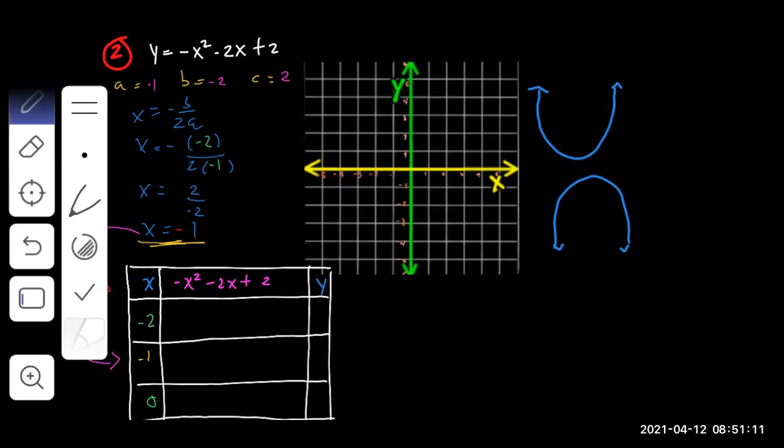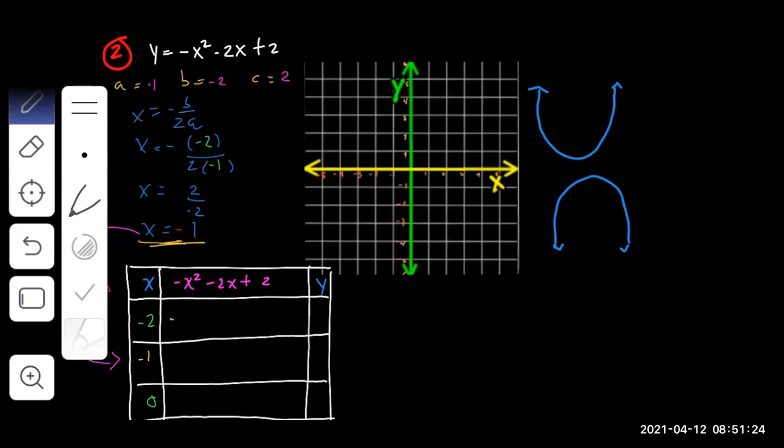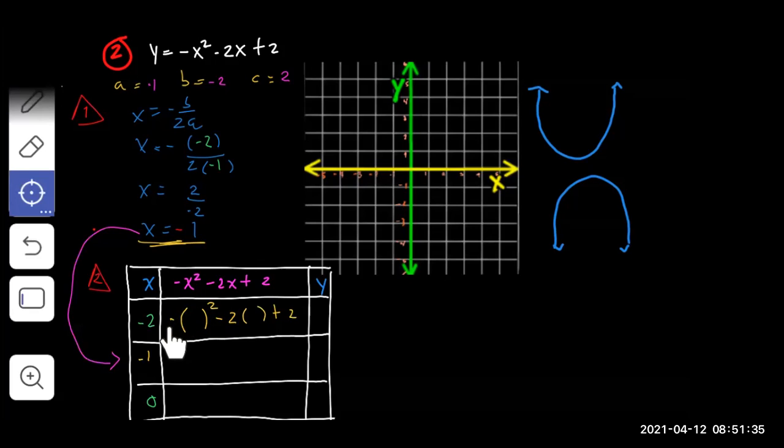Then we need to substitute this. Be careful with this, guys. You need to substitute this. Okay, let's do that. Negative, and then, guys, for this variable, you place parentheses. Negative, you place parentheses, you close parentheses, square, minus 2 parentheses plus 2. You need to be careful with this, guys. The negative is out of the x. Like this, negative parentheses for the x, square minus 2 parentheses plus 2.